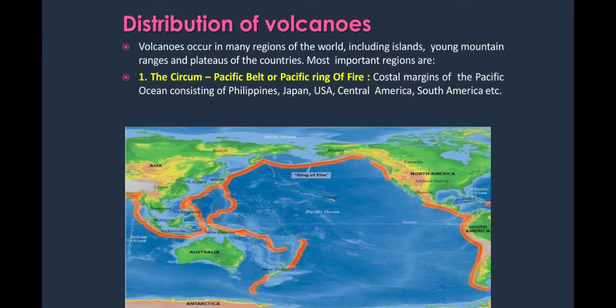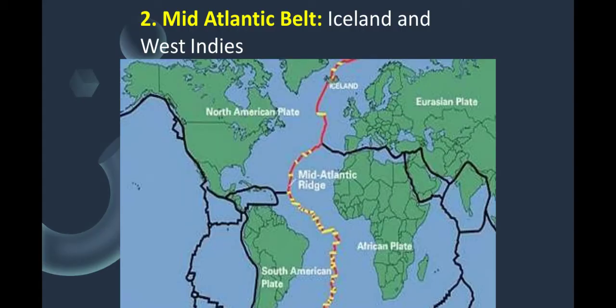You need not worry much about it. You should know it, it is for your reference. You can see the volcanoes. Some of the names they ask, you can tell Japan, USA, Central America. So it is only for your reference. I have shown you the map. Then the mid-Atlantic belt, Iceland and West Indies.